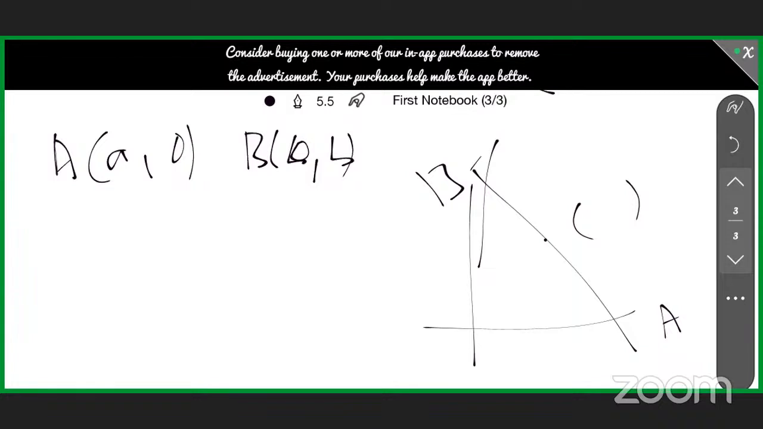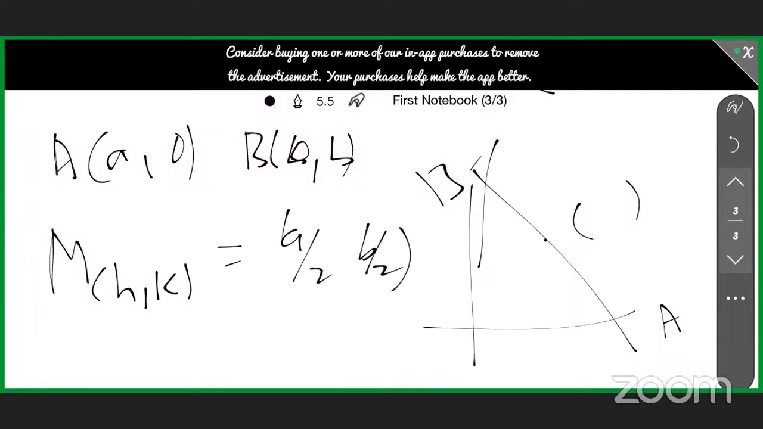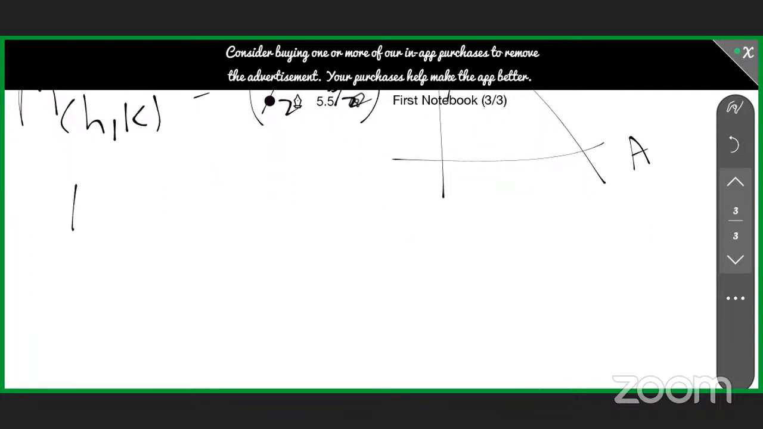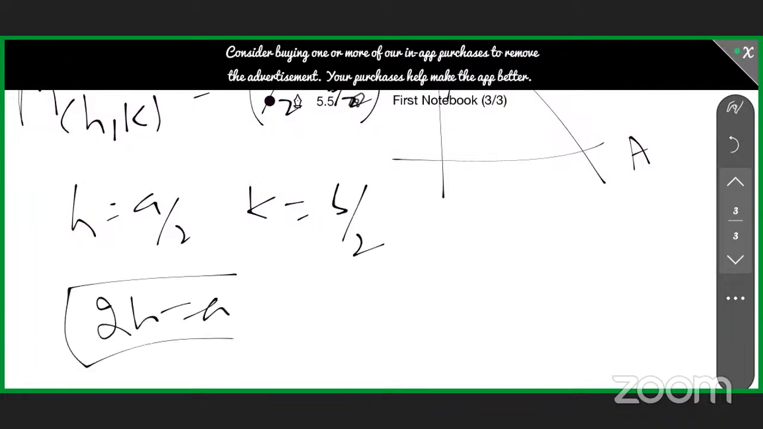Therefore, what happens to the midpoint? Midpoint will become A by 2, B by 2, correct? So I take midpoint M is equal to H comma K, means by the formula midpoint will become A by 2 comma B by 2. Yes or no? Yes, sir. So what happens if I equate them? H is equal to A by 2, K is equal to B by 2. Therefore, 2H is equal to A, 2K is equal to B.